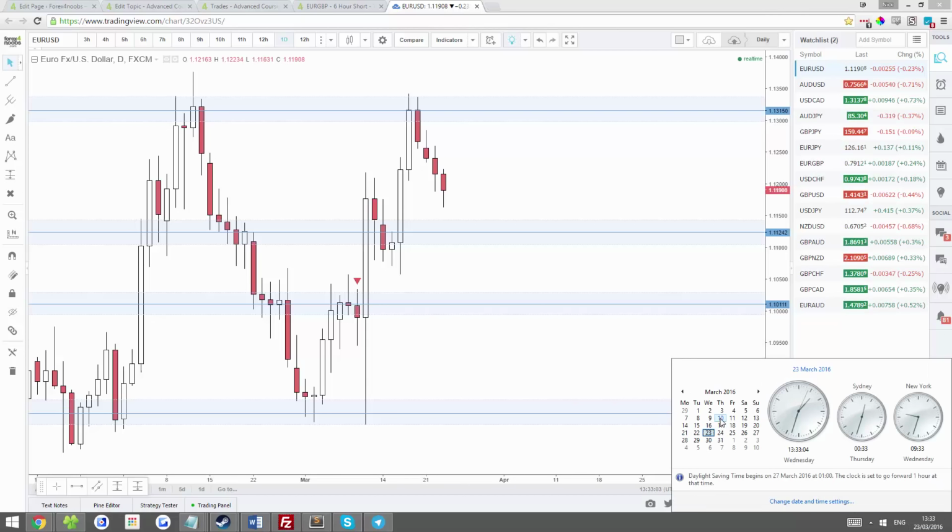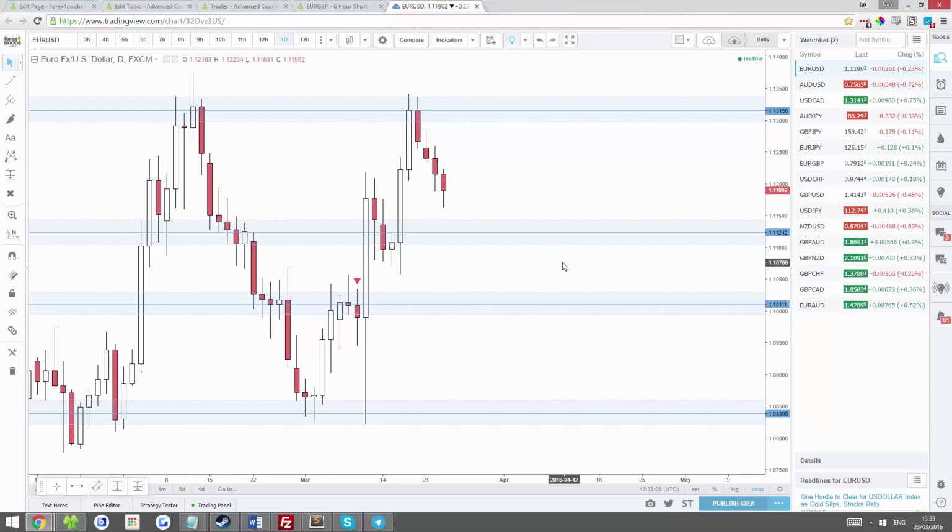Today is Wednesday, the 23rd of March 2016, and the time is 13:33 here in the UK. You're looking at a EURJPY daily chart. In today's analysis, we're going to be going through each and every pair. Well, not each and every pair, but most of these pairs here. Some of these pairs I don't actually trade. We're going to be looking at every single time frame for those pairs.